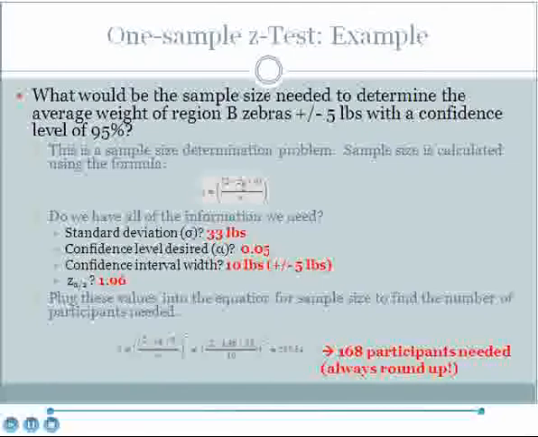Plugging these values into the equation gives 2 times 1.96 times 33 divided by 10, all squared. This value is 167.34. We always round up, so 168 participants are needed. This concludes our z-score example.